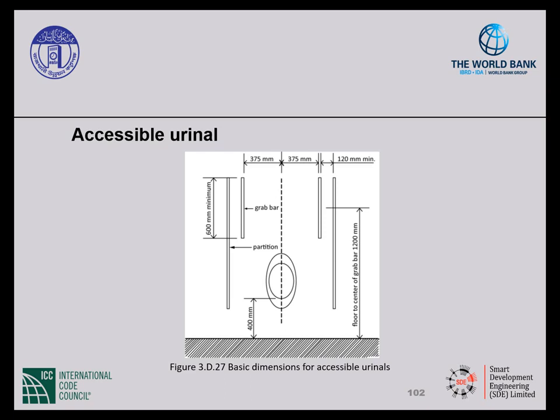You need to provide vertical grab bars on either side of the fixture. Those grab bars are a minimum of 600 millimeters long, and they're located 375 millimeters from the center line of the fixture to the edge of the grab bar. They should also be mounted 1200 millimeters above finished floor to the center of the bar. Any privacy shields provided at the urinal should be located a minimum 120 millimeters from the grab bar.